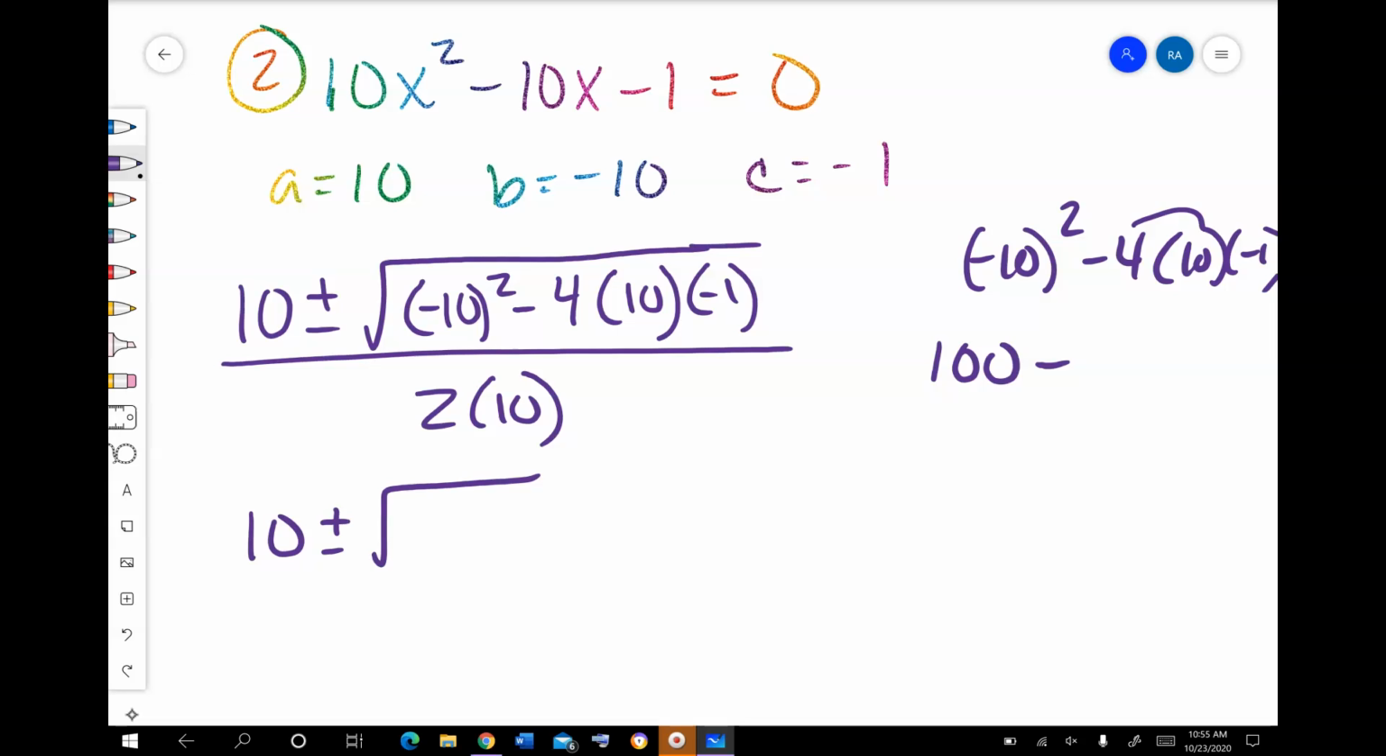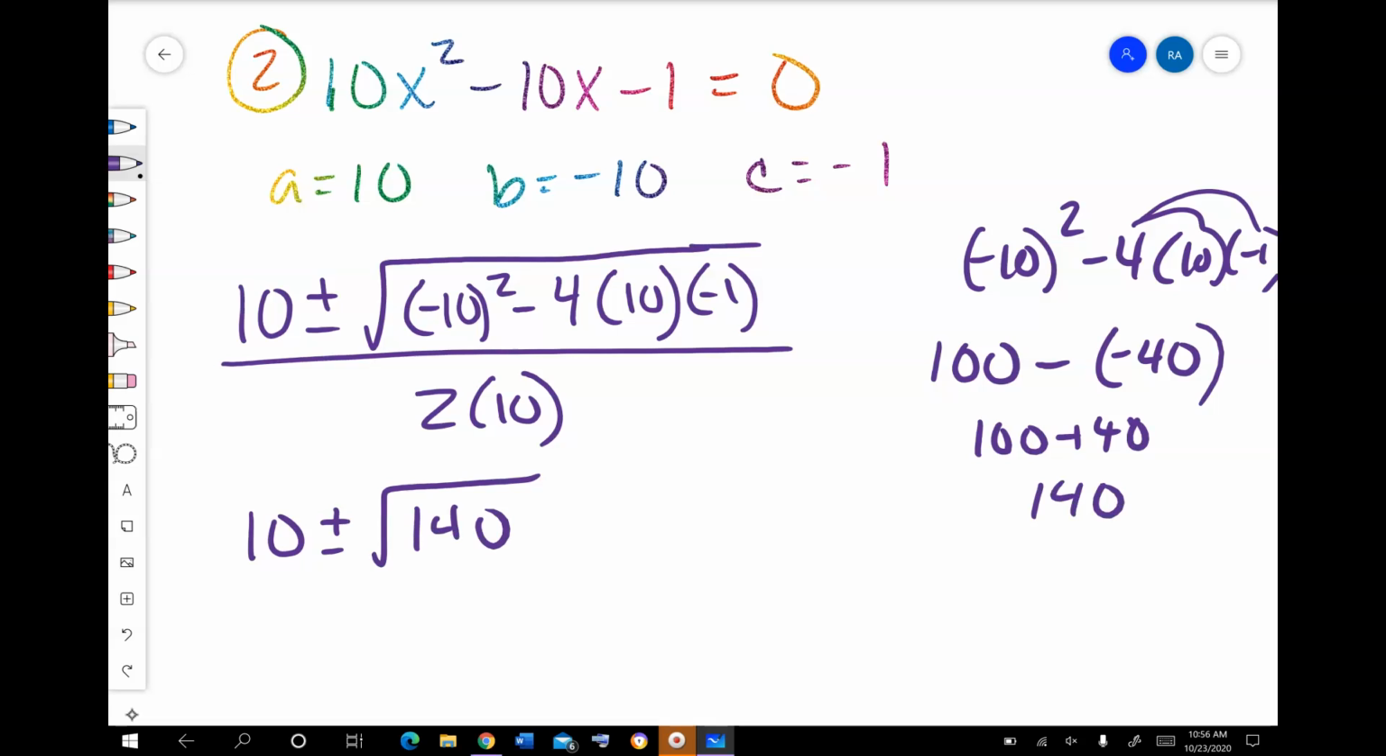It's 40. Lord have mercy. 4 times 10 is 40. And then times negative 1 is going to be negative 40. So this is really 100 plus 1 plus 40, which is 140. Okay? And then 2 times 10 is 20.